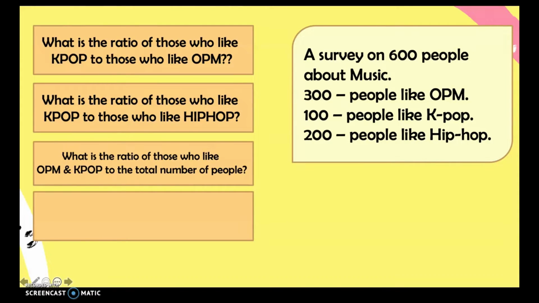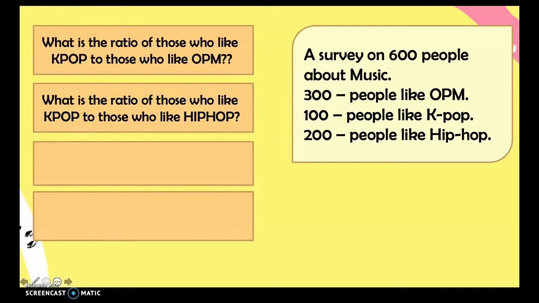ratio of those who like K-pop to those who like hip-hop. So since K-pop is mentioned first, we have 100, our first term, then those people who like hip-hop, which is 200. Then when we simplify it in simplest form, we have 1:2.